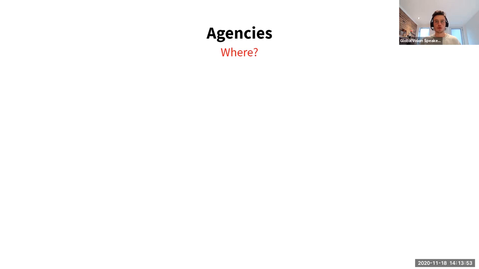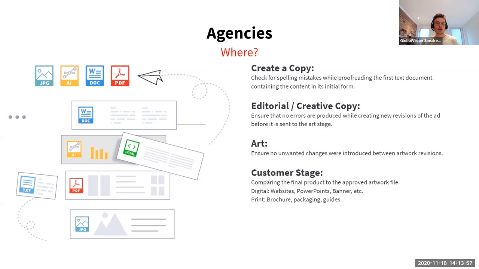So we talked about the why, now let's talk about the where. Where could you start automating as of today? It's in these departments. Now, obviously there are way more departments, but these are the main ones that we usually help with in terms of implementing automation. So the first one is the create a copy stage. This is really the section where we're coming up with the content that will be placed within our artwork or within websites or whatever we're trying to create for our clients.